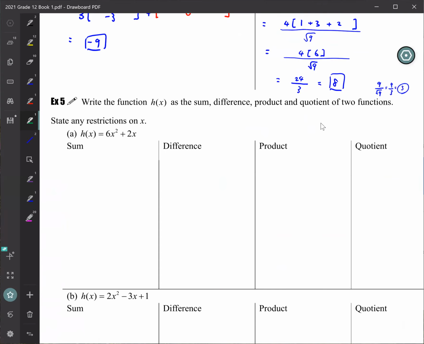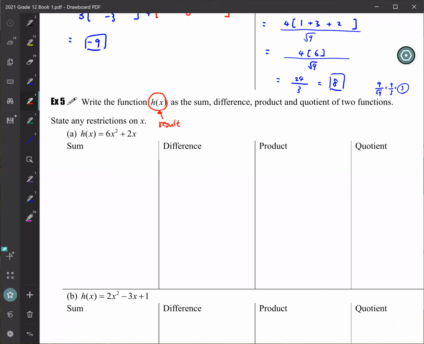Daniel, can you read the question out for us? Question 5. Write the function h of x as the sum, difference, product, and quotient of two functions, and then state any restrictions on x. Okay, thank you. So write the function h of x. This h of x is your result, the resulting function after your creation.